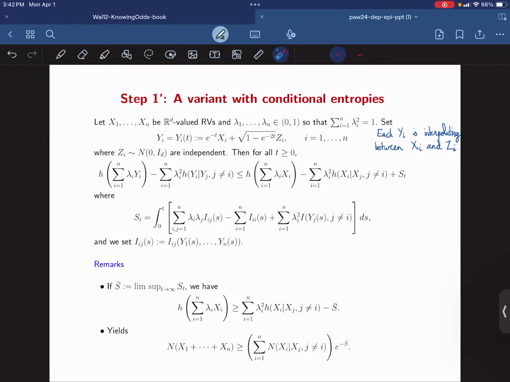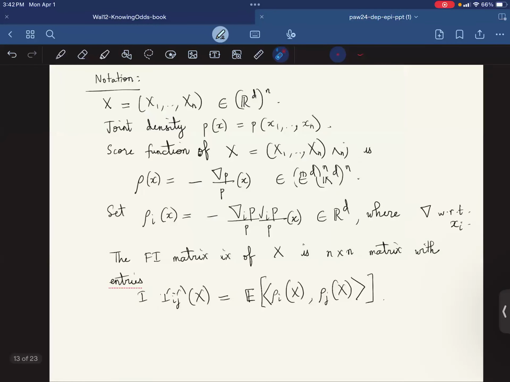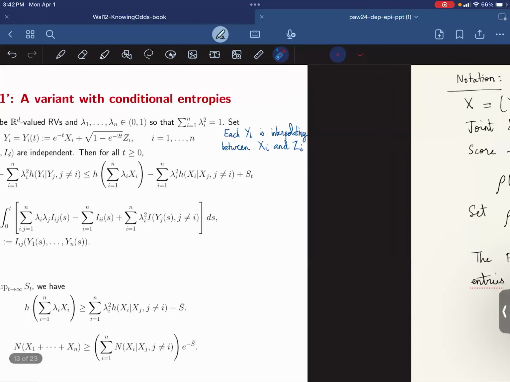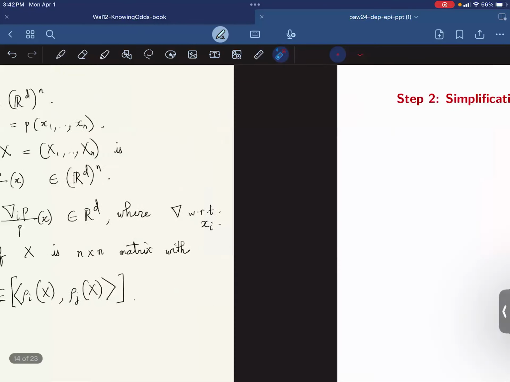in this context, is to obtain entropies as integrals of Fisher informations. That corresponds to the fact that the derivative of entropy along the Ornstein-Uhlenbeck semigroup is a Fisher information. So anyway, that's what these terms here mean. And the error term is some kind of integral of Fisher information type quantities.